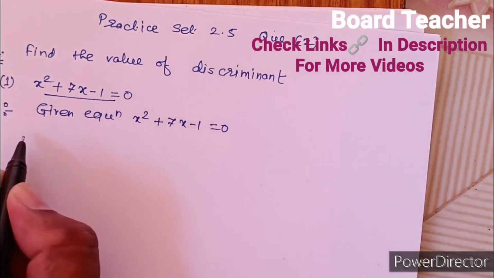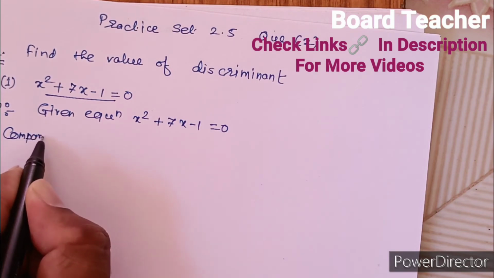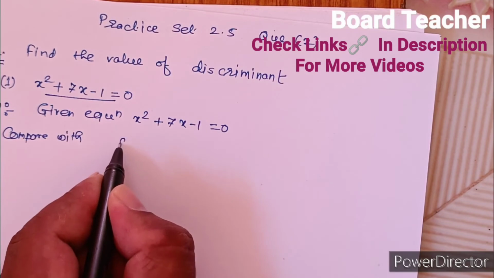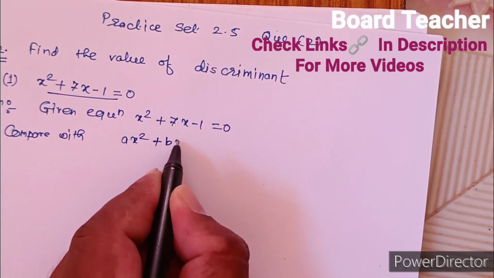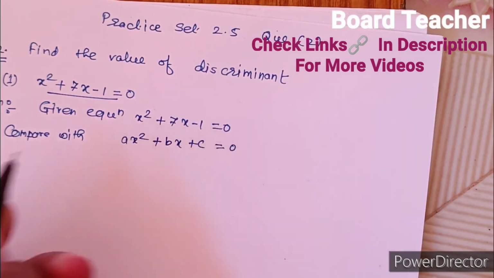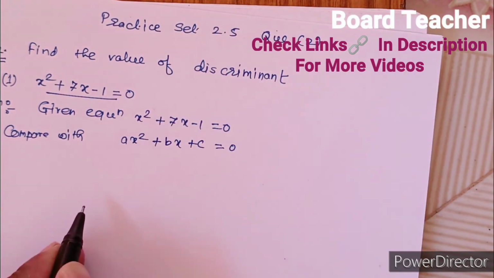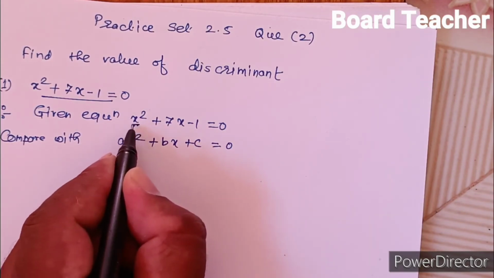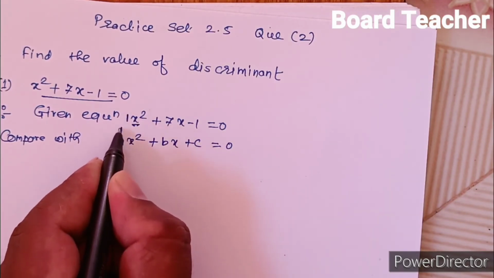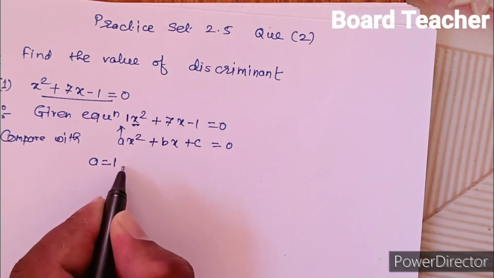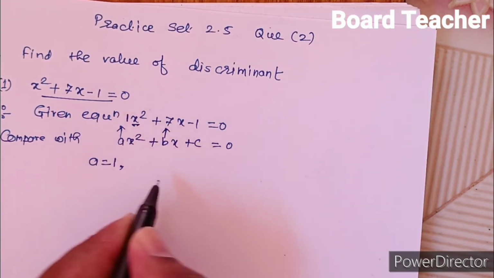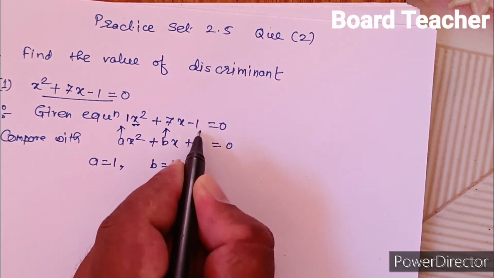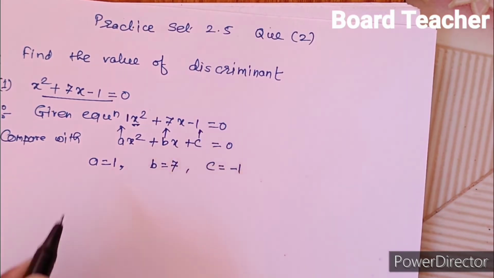Now compare this equation with the standard form of the quadratic equation, that is ax square plus bx plus c equals to 0. On comparing, we get the coefficient of x square is 1, therefore the value of a equals to 1. The value of b we get 7, b equals to 7, and the value of c we get c equals to minus 1.